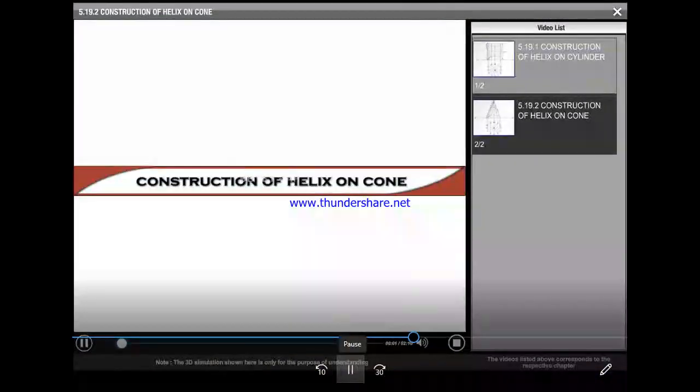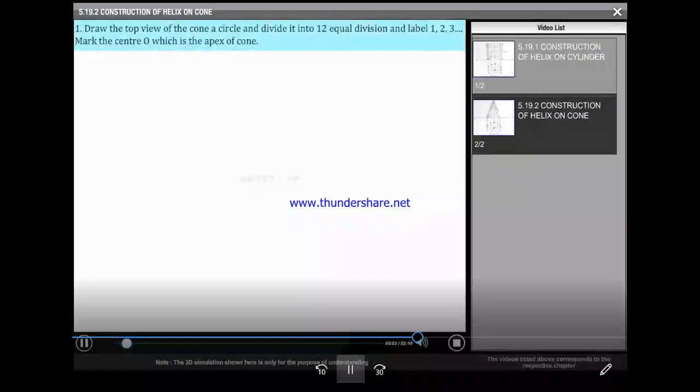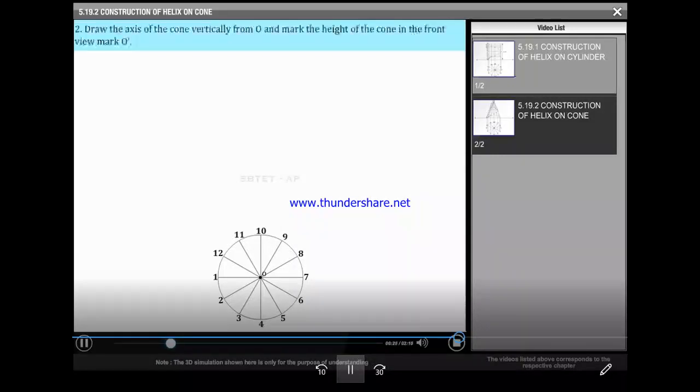Construction of helix on a cone. Draw the top view of the cone, which is a circle, and divide it into 12 equal divisions and label them 1, 2, 3, etc. Mark the center O, which is the apex of the cone. Draw the axis of the cone vertically from O and mark the height of the cone in the front view. Mark it as O dash.